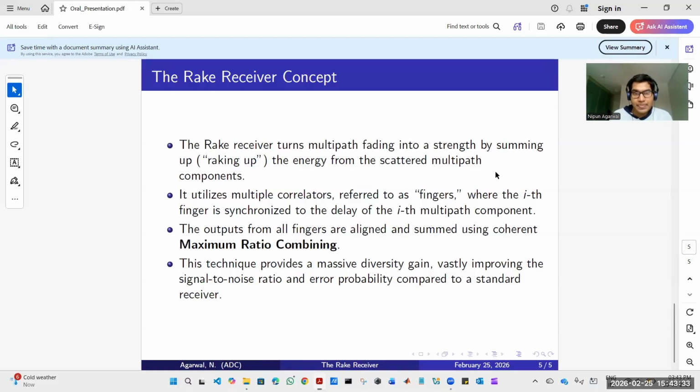The Rake receiver then turns this multipath fading into a strength by summing up all the energies from the scattered multipath components. It utilizes multiple correlators, which are referred to as fingers, where the ith finger is synchronized to the delay of the ith multipath component. The outputs from all the fingers are aligned and summed using coherent maximum ratio combining. This technique provides a massive diversity gain, which vastly improves the signal to noise ratio and the error probability compared to the standard receiver.